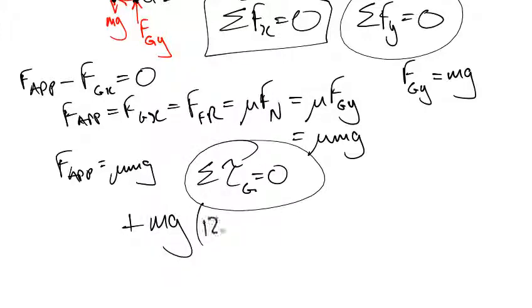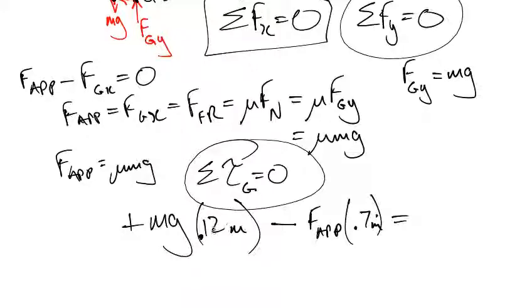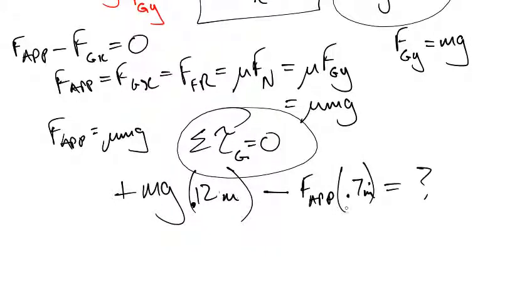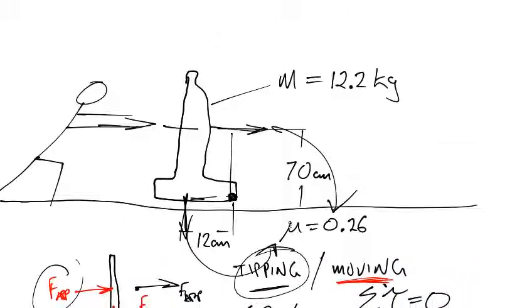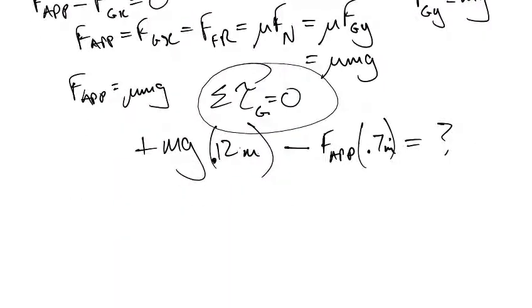So now I'm doing this. mg times 12 centimeters. By the way, I should write that as meters. And so that's just simply 0.12 meters. Now that's a positive. And then minus applied force, which is, of course, we know mu mg, times 0.70 meters. And let's see what's that all equal to. Let's see if it's positive or negative. I'm not sure. The m is going to be, what was the m of this thing? 12.2 kilos.